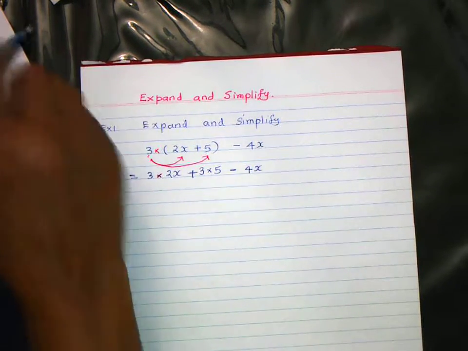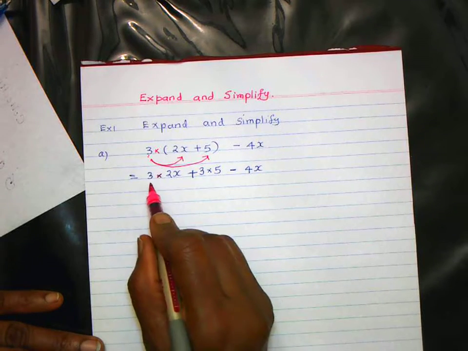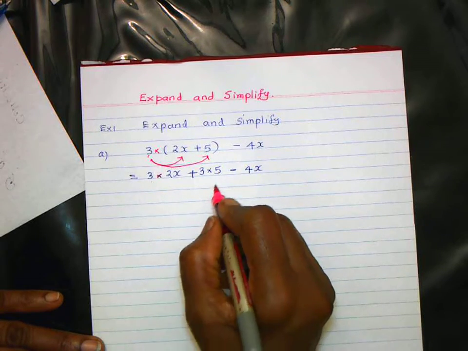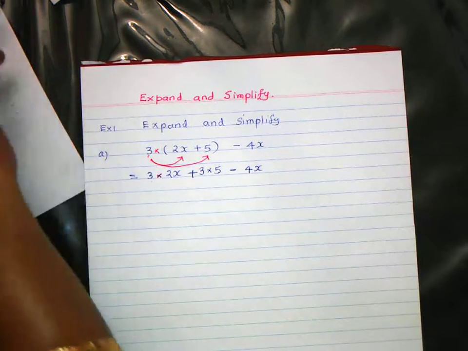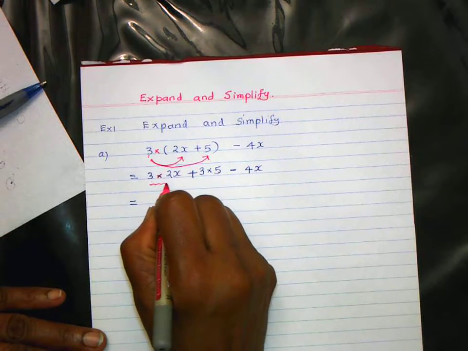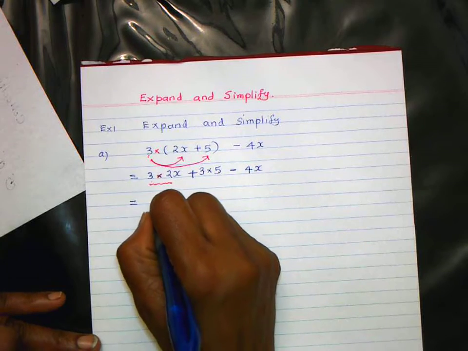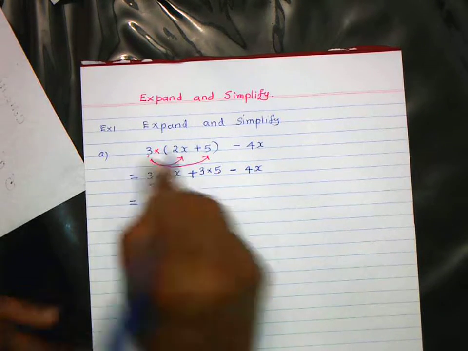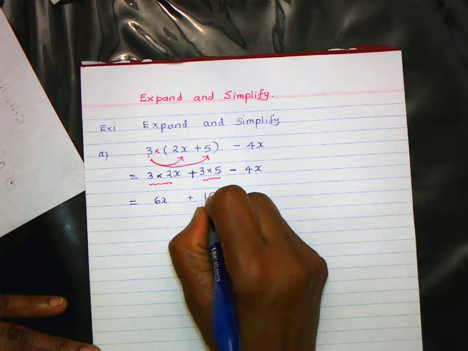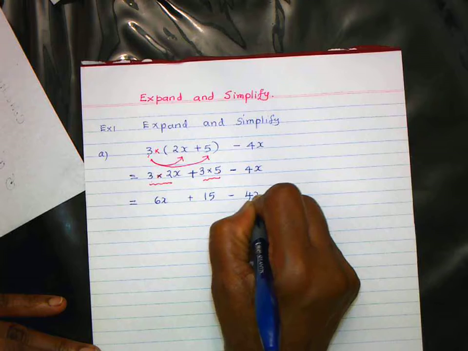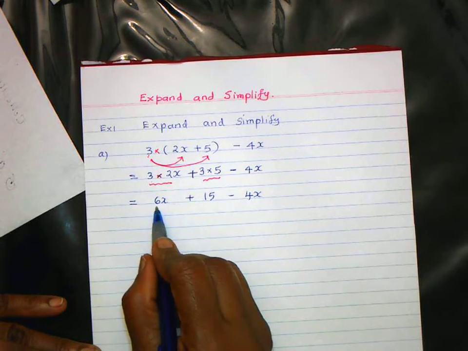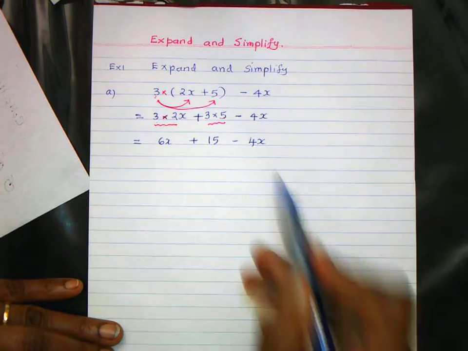Now, how many terms do we have? 3 times 2x is one term, 3 times 5 is another term, and then 4x. Before we do any grouping, first we need to simplify them. So 3 times 2x is 6x, and then plus 3 times 5, which is 15, minus 4x. So I remove the bracket and I expanded 3 times 2x plus 5 as 6x plus 15. Now we have done only the expand part.